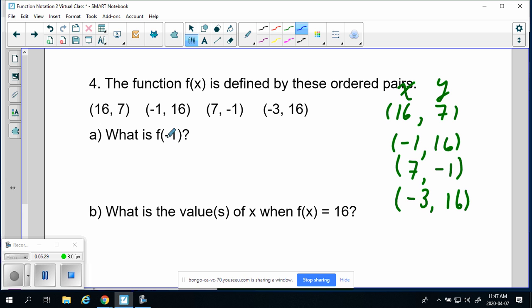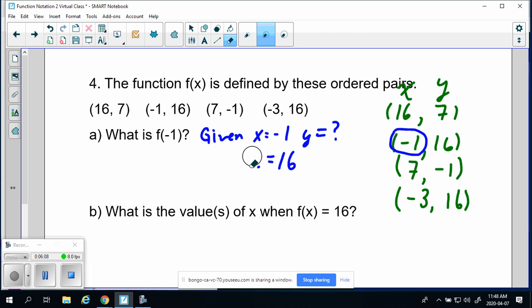So the first question asks, what is f of negative 1? The important thing to understand here is they have given you x, and they are asking for what is y. So when we go to our list of points, we are looking up where x is equal to negative 1. I do not care about the y equaling negative 1 right here. When x is equal to negative 1, then y is equal to 16.